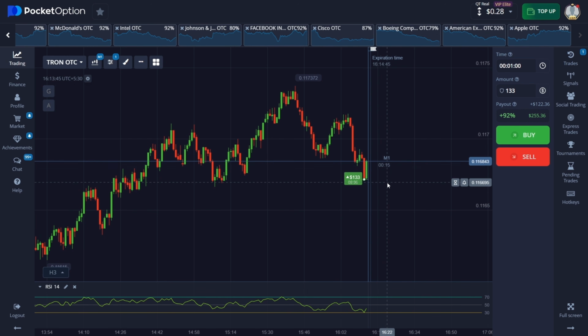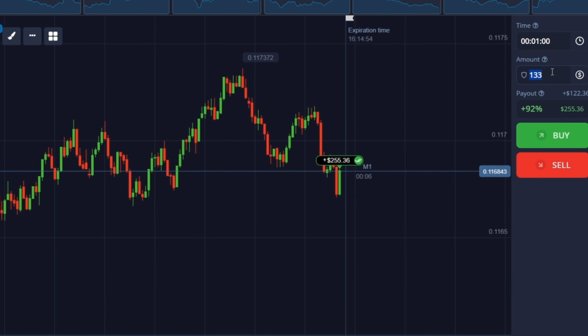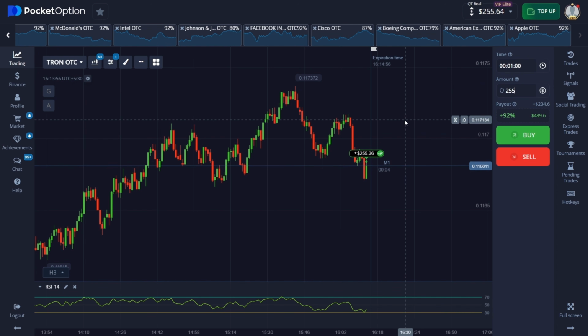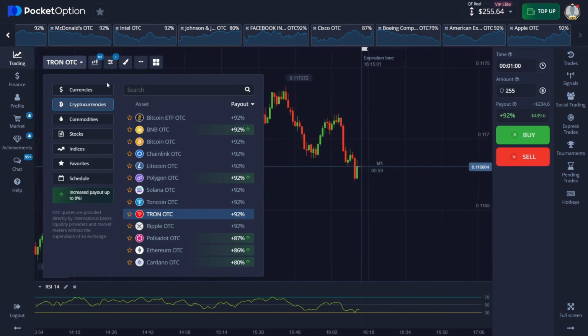The trade is currently going in our favor. Only a few seconds left. And we won it. So we won another trade, and now my balance has increased to $255. Let's find a trade for $255.